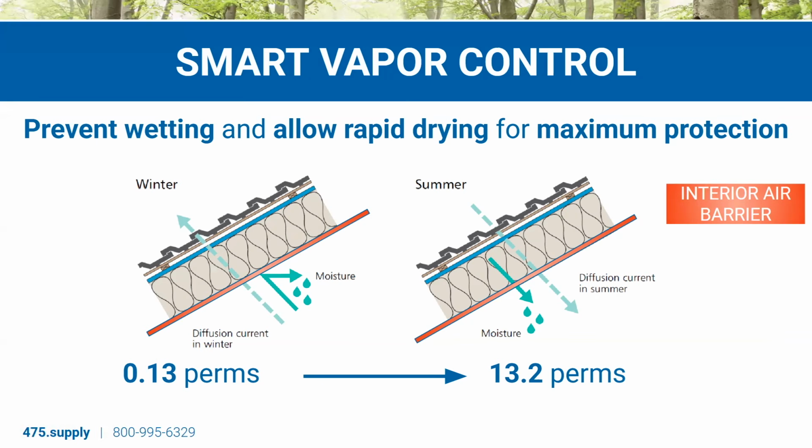So in the winter, we have a low relative humidity. Again, cold air can't hold as much moisture, so it tends to be drier. So this responds to that low relative humidity and drops down to a class 2 vapor retarder. And then in higher relative humidities, once we're above around 70-ish RH, this membrane becomes quite vapor open at 13.2 perms. So it's never going to trap moisture.